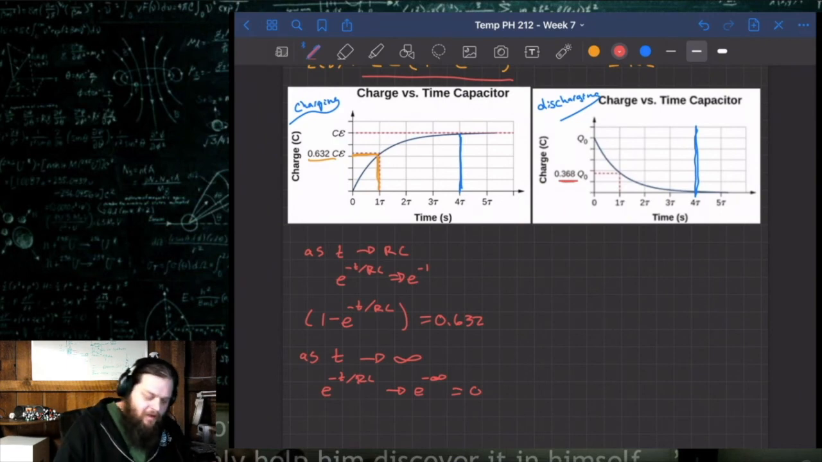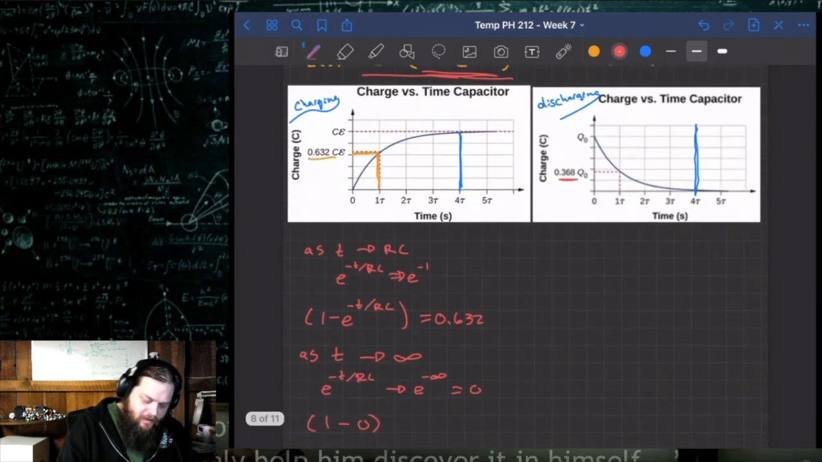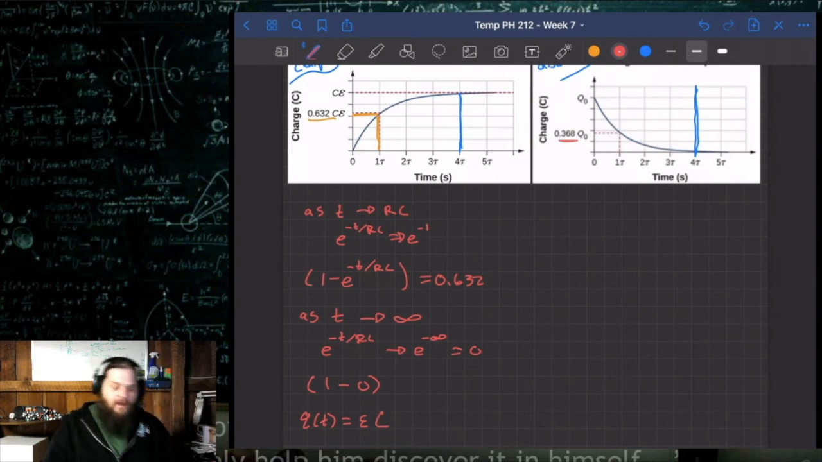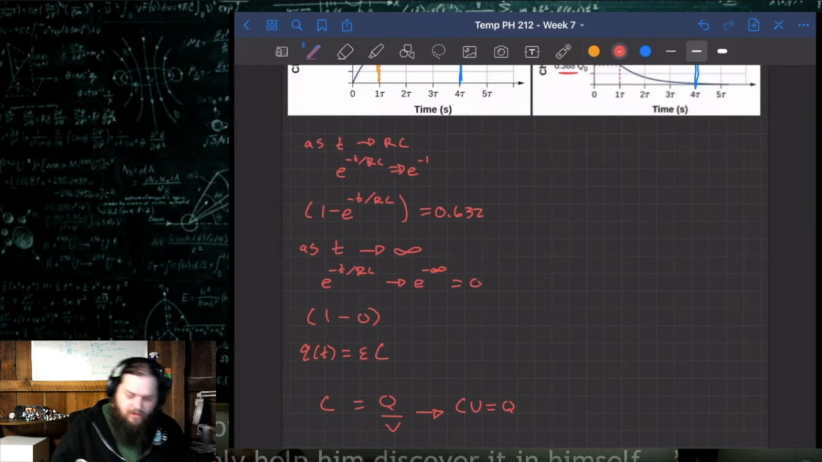So then we're multiplying by 1 minus 0, so we get this 1 minus 0 term in our equation up here. So as t approaches infinity, our charge Q of t is going to equal just the voltage supply times the capacitance, VC. And that goes back to our definition of a capacitor, where we said capacitance is Q over V. Rearrange that a little bit, we can see that that's CV equals Q. So the charge of the capacitor is going to equal the voltage times that capacitance.